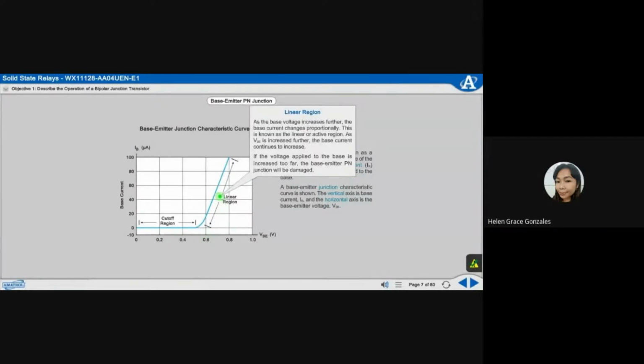Linear region. As the base voltage increases further, the base current changes proportionally. This is known as the linear or active region. As V sub BE is increased further, the base current continues to increase. If the voltage applied to the base is increased too far, the base emitter PN junction will be damaged.